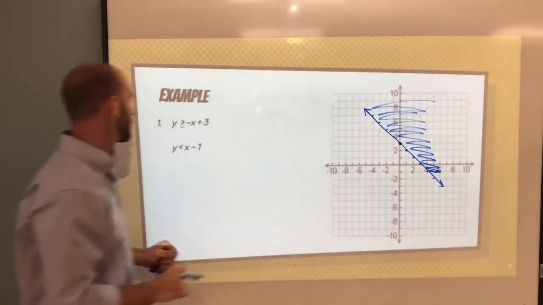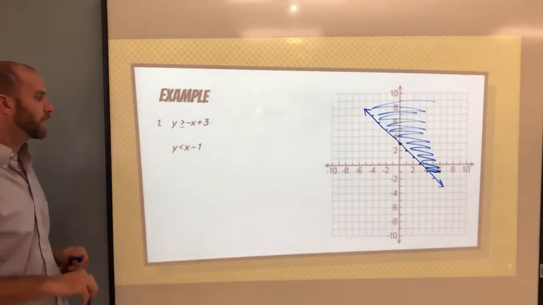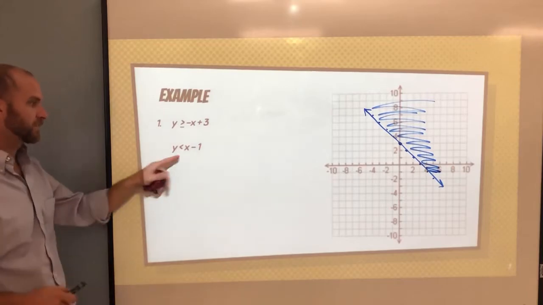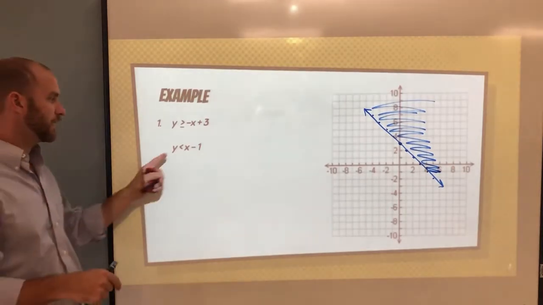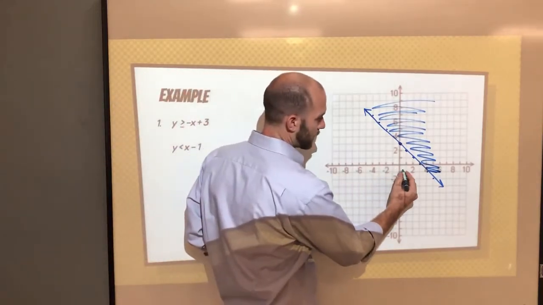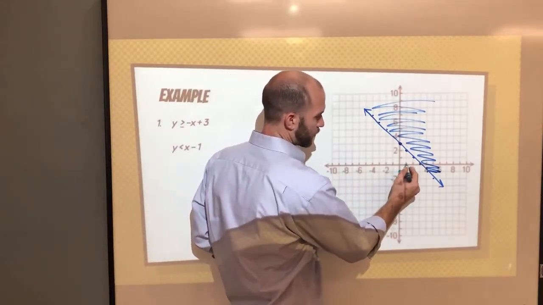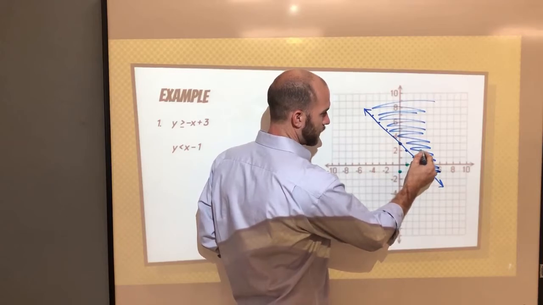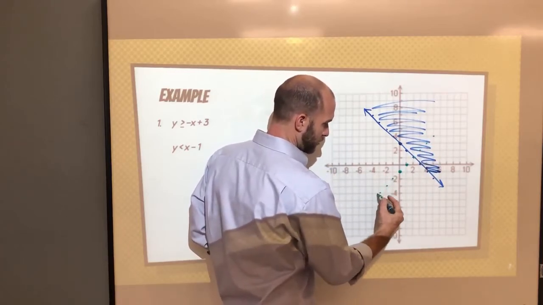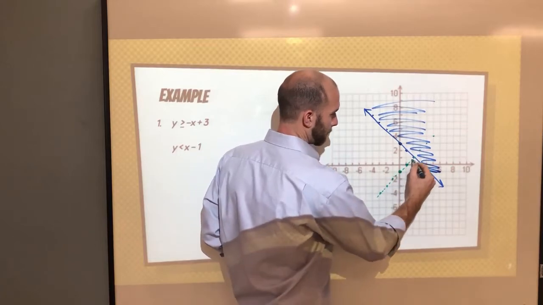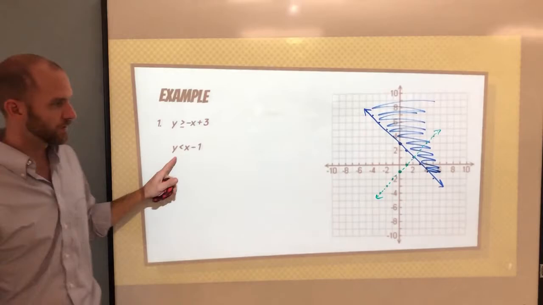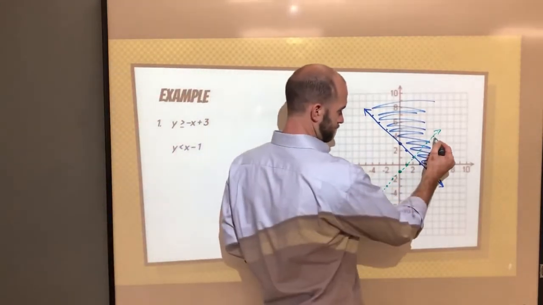Looks good. The second one, y is less than x minus 1. So since it's less than, we know we need to shade below the line and it needs to be dotted. X minus 1, our y-intercept is at minus 1, and our slope is 1. Let's go ahead and find some points on that line, and let's connect those with a dotted line there. Since it's a less than, we said we want to shade below it.